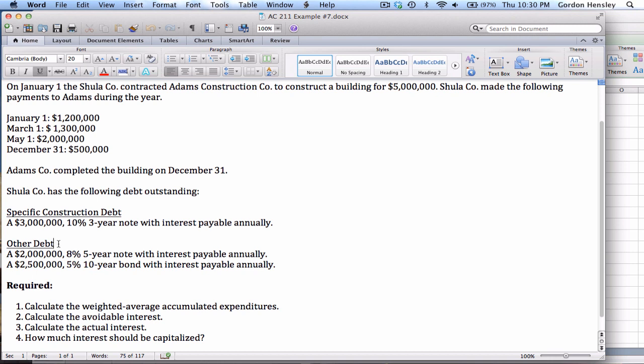Now, under the requirements, number 1, we have to calculate the weighted average accumulated expenditures. Number 2, we're going to calculate the avoidable interest. Number 3, we're going to calculate the actual interest. And then finally, number 4, we're going to answer the question, how much interest should be capitalized? Of course, we know that it will be the lesser of either avoidable interest or actual interest. That is a GAAP requirement.